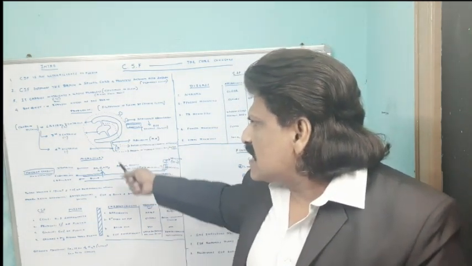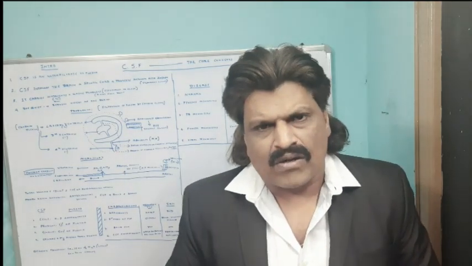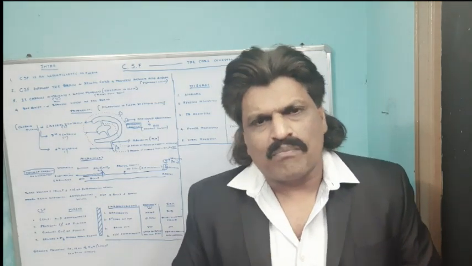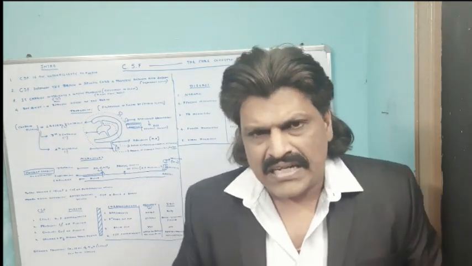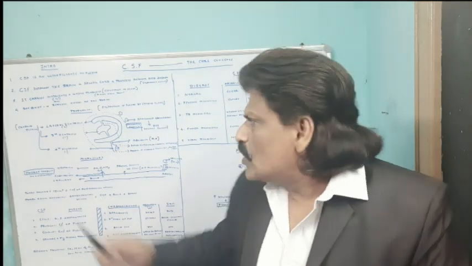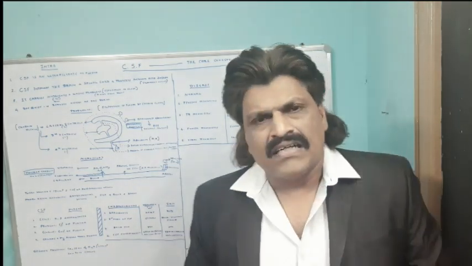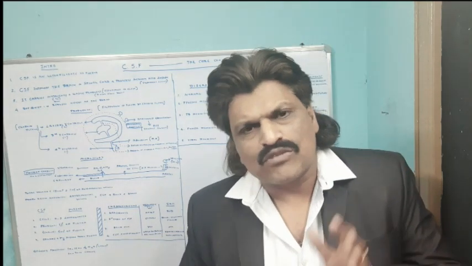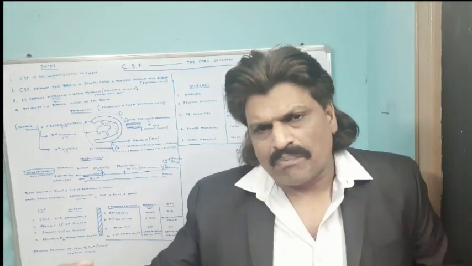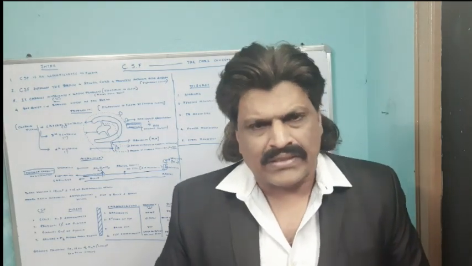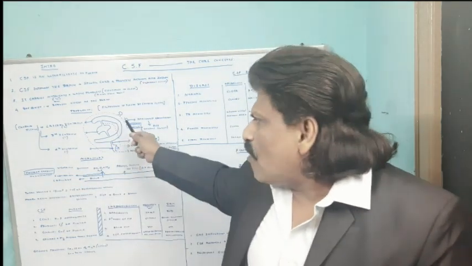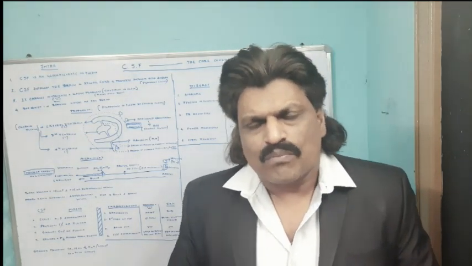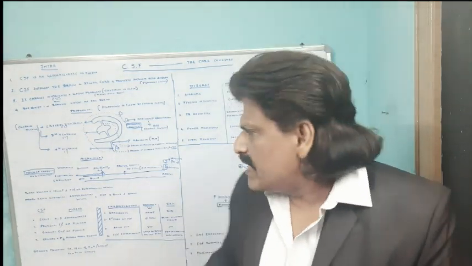And it starts circulating in the subarachnoid space. At the level of the arachnoid granulations, it is reabsorbed back into the dural venous sinuses, that is the superior sagittal sinus, through the pressure gradient. The pressure of the CSF in the subarachnoid space and granulation is always more than in the veins, and because of the pressure gradient, it enters into the veins.